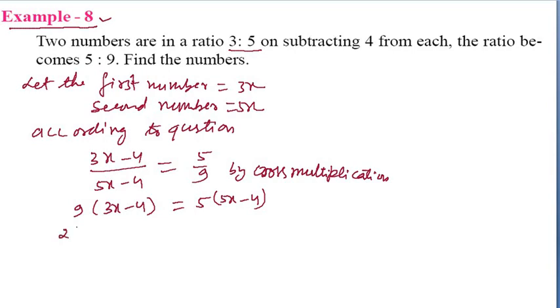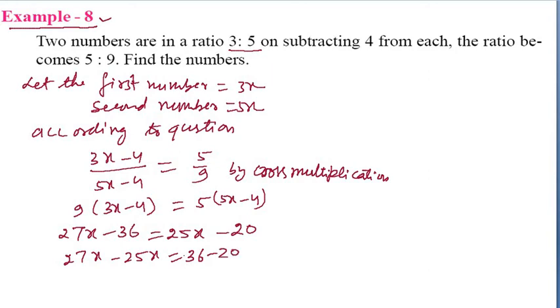So 9 3s are 27x minus 9 4s are 36, 5 5s are 25x and minus 5 4s are 20. Now 27x minus 25x, 25x is transferred to the left hand side and this 36 is transferred to the right hand side. So it becomes positive and it is here minus 20. So 27 minus 25, that is 2x, and here is only 16. 36 minus 20 is 16. So x will be equal to 16 divided by 2. So 2 8s are 16, that means it is 8.